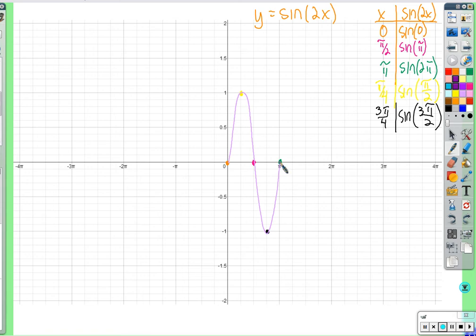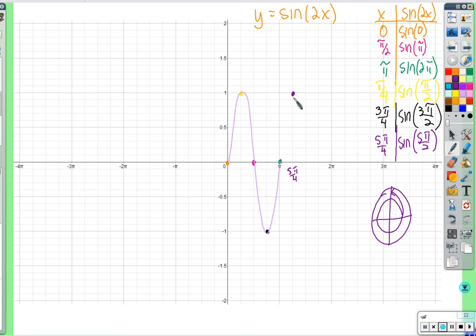So if we go into here, this would be pi, so 5 pi over 4. Let's see what happens there. 5 pi over 4. That's going to be the sine of 5 pi over 2. What's the sine of 5 pi over 2? Let's see. Pi over 2, 2 pi over 2, 3 pi over 2, 4 pi over 2, 5 pi over 2. Sine is 1. So the sine is back up to 1, right?